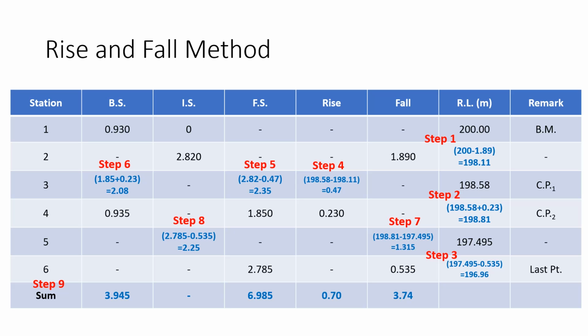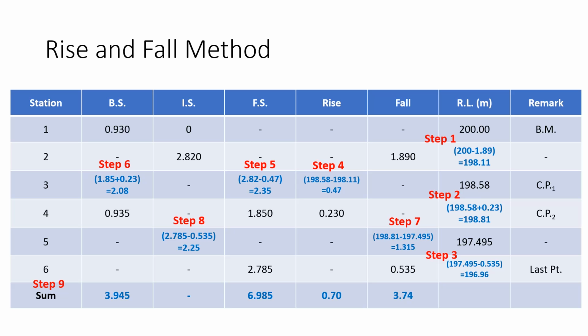Now we're going to do the rise and the fall and also the BS, IS, and FS. Do you still remember the formula? If positive, it is a rise; if negative, it is a fall. So we know 198.11 to 198.58 is an increase, so it is a rise. How do we get it? You use the 3rd station reduced level minus the 2nd station reduced level and you will get a rise. The same goes for the fall at the 5th station.